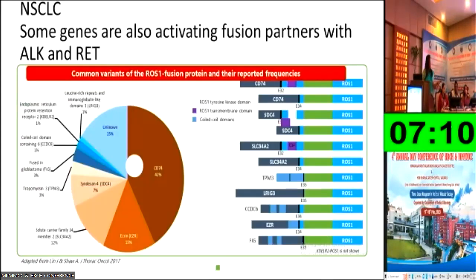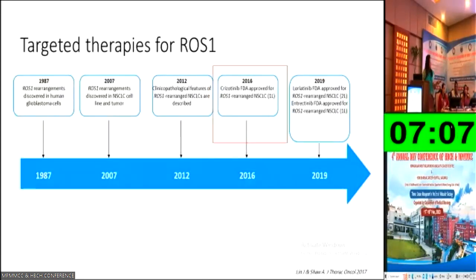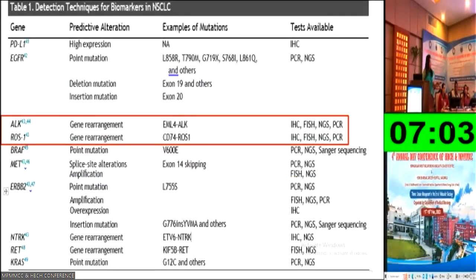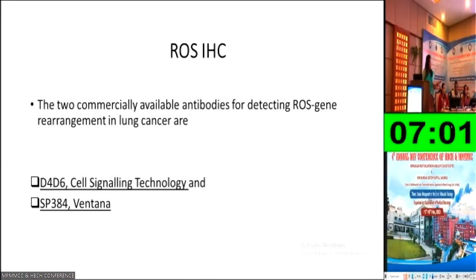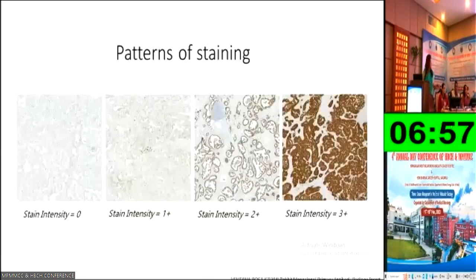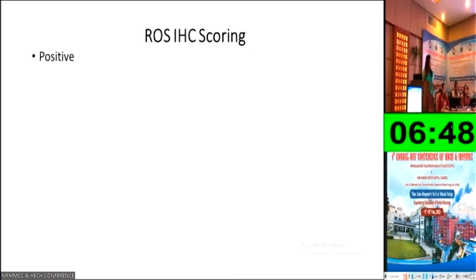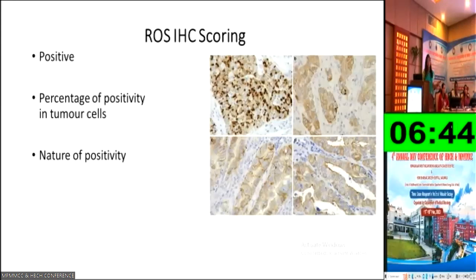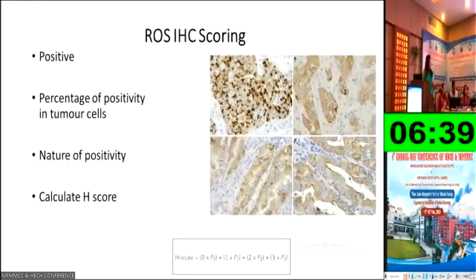So ROS is again the same. There are a lot of fusion partners, and we now know that crizotinib and entrectinib are options. Again, this is by IHC, FISH, NGS, PCR, all. Coming to ROS, we have two antibodies, D4, D6 and Ventana SP384. As against ALK, there will be a variable staining, a heterogeneous pattern. Any positivity is positive. You have to give the percentage positivity and what is the nature. Only nuclear is not considered. Rest everything, like nuclear, cytoplasmic, everything is positive.